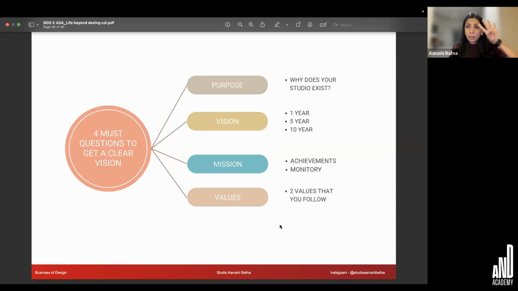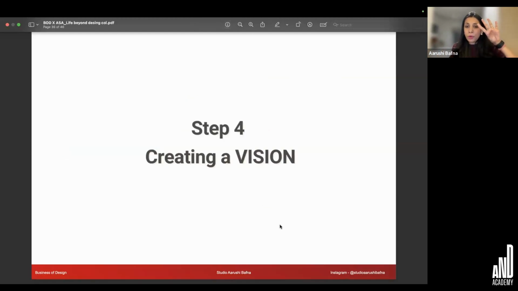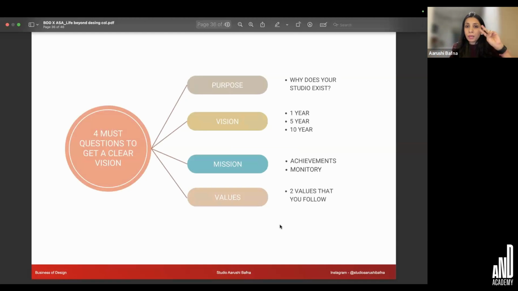Okay, so what I need you to do as step 4 is create a vision. How do you create a vision? By answering these 4 things for yourself: purpose, vision, mission, and values.